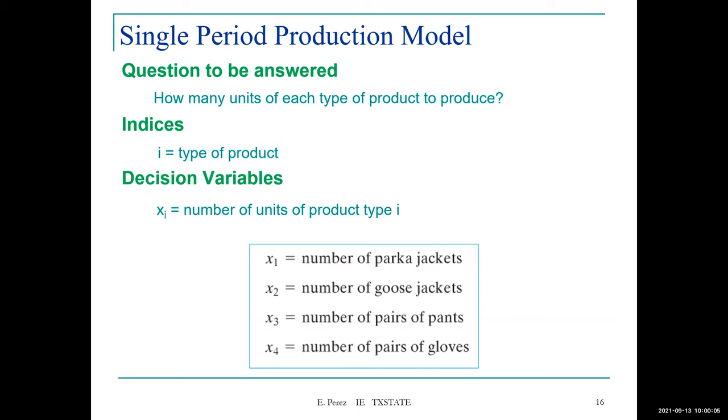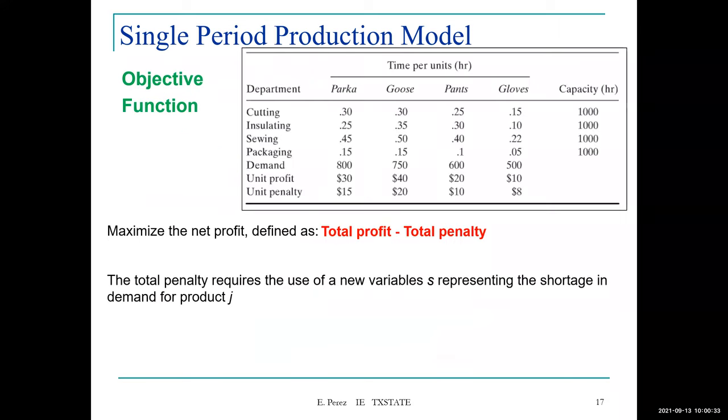So we have X1 equals the number of parka jackets, X2 goose jackets, X3 pairs of pants, X4 number of pairs of gloves. You start seeing the similarities, right? Decision variables: we are trying to decide how many of each product to produce. And the objective function, instead of minimizing the cost, now we are trying to maximize our profit. We have information for the profit and the penalty, right? So we are going to look at the difference associated with both. We want to maximize the net profit, defined as the total profit minus the total penalty.